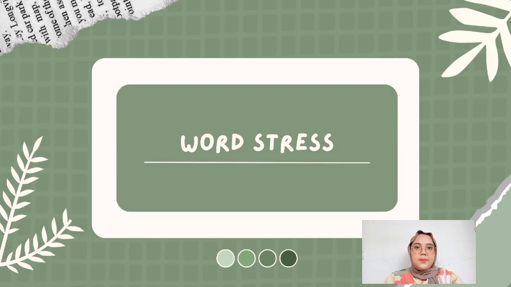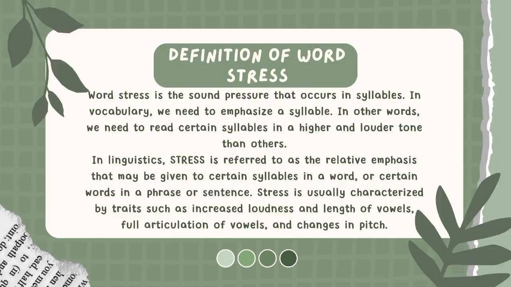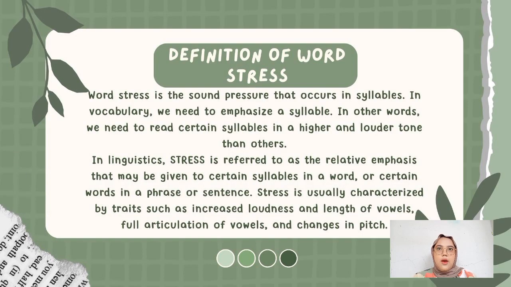I will explain about word and sentence stress. First, I will explain word stress. Definition of word stress. Word stress is the sound pressure that occurs in syllables. In vocabulary, we need to emphasize a syllable. In other words, we need to read certain syllables in a higher and louder tone than others.